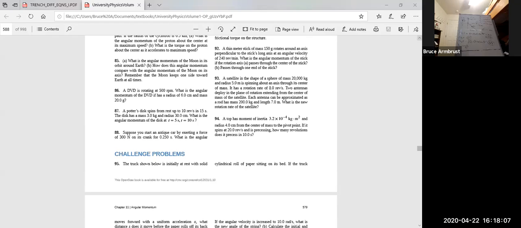All right, so 85 says, what is the angular momentum of the moon in its orbit around the Earth? And then it says part B, how does this angular momentum compare with the angular momentum of the moon on its axis? And then they tell us this little fun fact. Remember that the moon keeps one side towards Earth at all times. All right, so let me stop sharing here and let's talk about this.